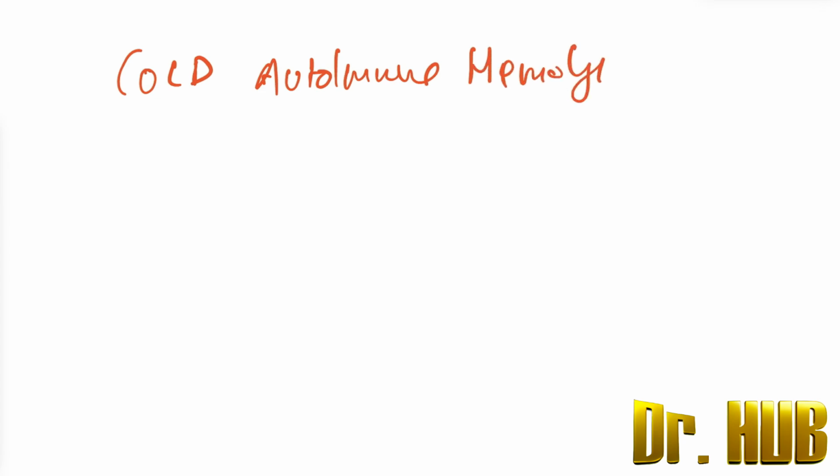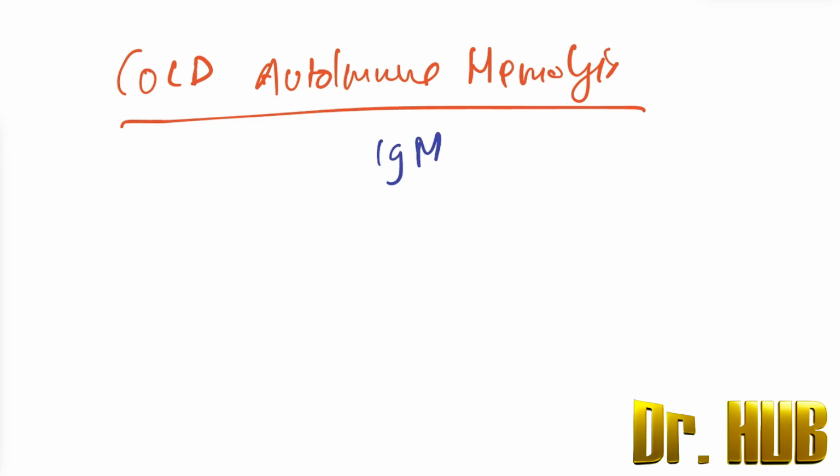Then we look at the cold autoimmune hemolysis. Cold is associated with IgM, whereas warm was with IgG. So cold is IgM, and the temperature range is 4 to 30 degrees Celsius.